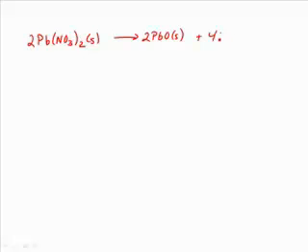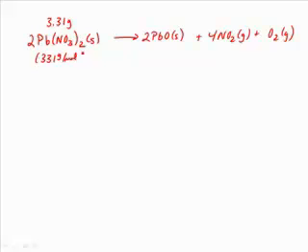Alright, let's put this equation up here. So we're decomposing the nitrate, and we're going to get the oxide and nitrogen dioxide gas and oxygen gas. And we have 3.31 grams, molar mass 331 grams per mole. Alright, so first thing I'm going to do is let's find out how many moles. Alright, so I have 0.01 moles of my lead nitrate.